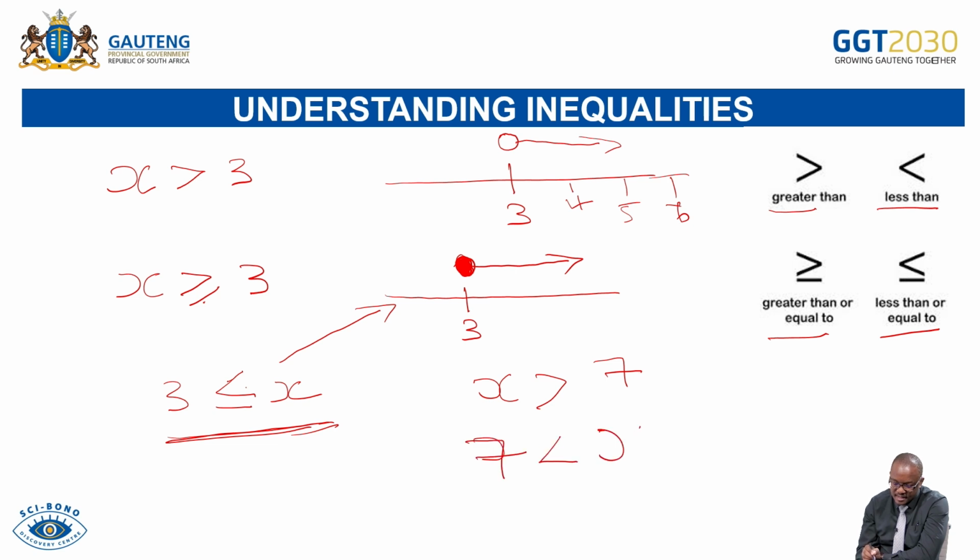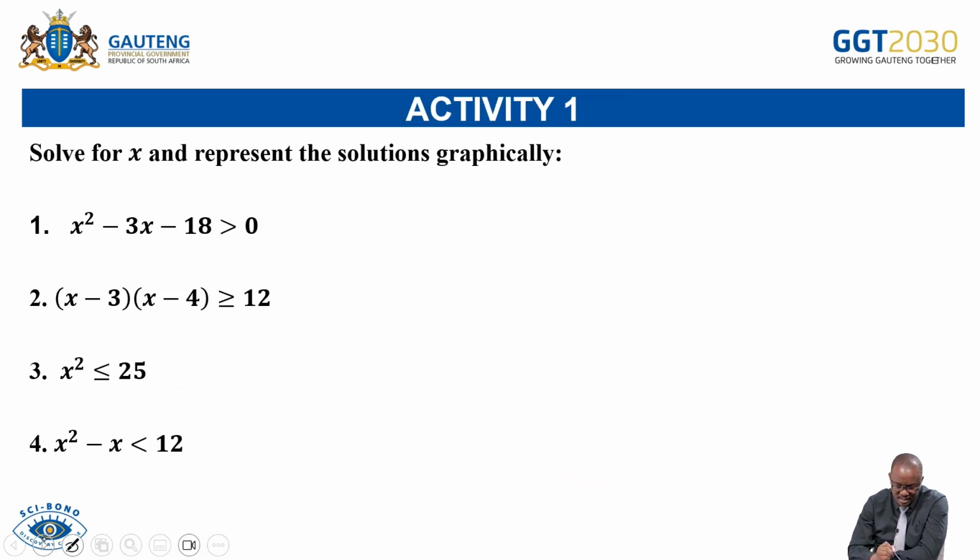So now we need to understand that whenever you have x greater than 7, and when you're saying 7 less than x, these things mean the same thing. So x is still greater than 7 and x is still greater than 7. So we need to know how to read these inequality signs. Correct?